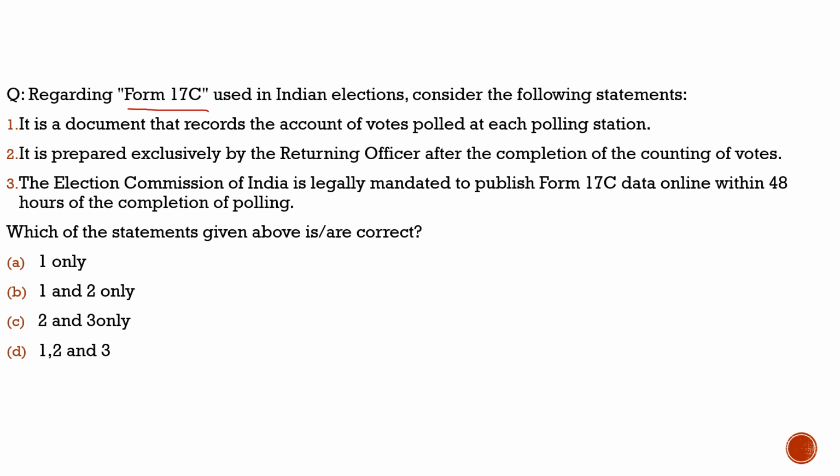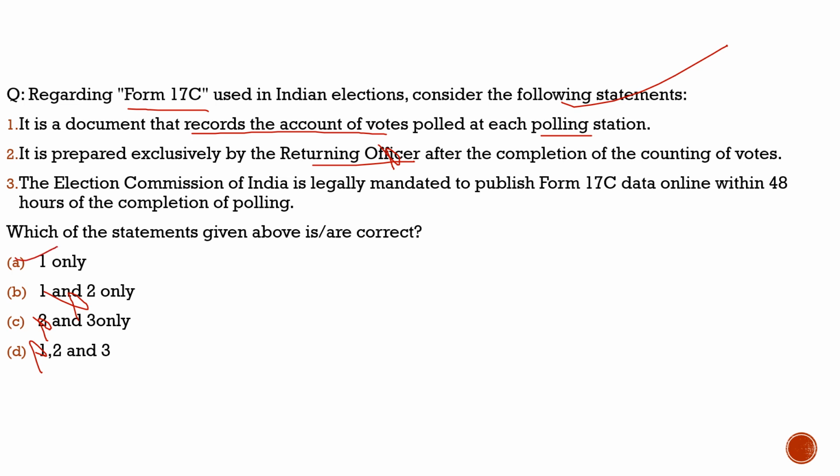The question says, regarding Form 17C used in Indian elections, consider the following statements. First statement: it is a document that records the account of votes polled at each polling station. 100% correct. Second statement: it is prepared exclusively by the returning officer. No, it is prepared by a presiding officer. So the second statement is incorrect. So we can eliminate option B, option C, and option D. We are left with option A only. That is the correct answer.